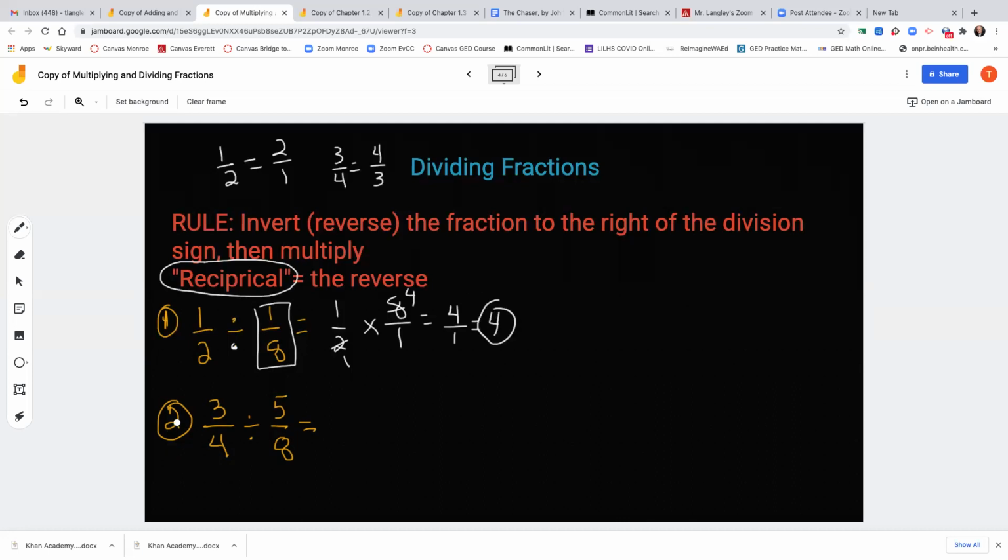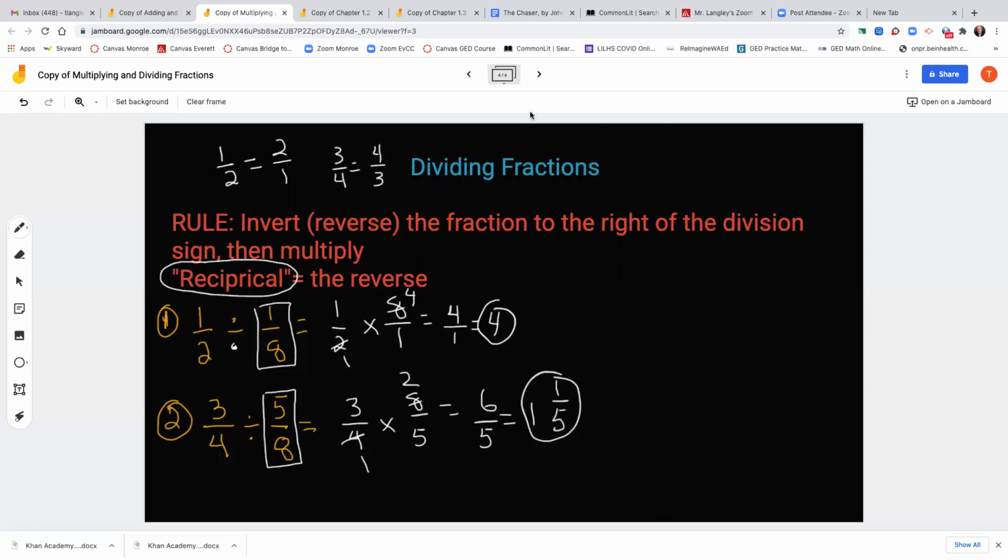All right, the next one, I'll give you another example. 3/4 divided by 5/8. I'm dividing again. I have to flip this one upside down. So it equals 3/4 times the reciprocal of 5/8, and these cross cancel, which gives me 6 over 5. That's improper because the numerator is bigger. 5 goes into it once, with 1 left over 5. All right, that's the idea of dividing fractions.